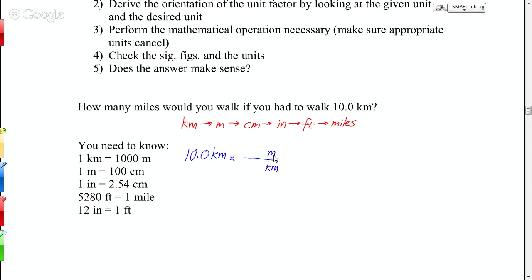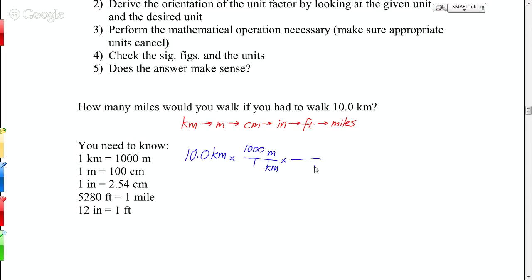And our unit factor tells us that there are 1,000 meters in every kilometer. So that's what our first unit factor looks like. Now notice I put the units on there before I put the numbers on there. That's a good way to make sure you don't have these things backwards, because it's easier to get the units in the right spot and then just put the numbers in as they appear on the equation. So we're going to keep doing that.